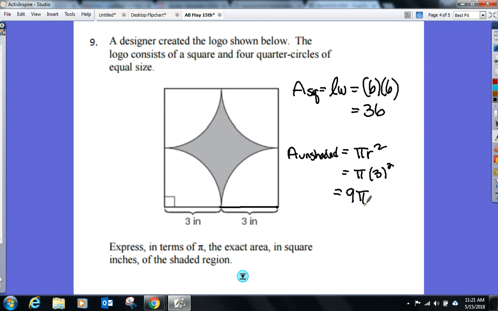Directions, express your answer in terms of pi. What are we doing with these two right here to find the shaded region? We're going to subtract, add, multiply, divide. Subtract them, all right? So the shaded region is going to be 36 minus 9 pi. Can you combine those? No, you cannot. The 36 does not have a pi, so that's as far as I'm going to go, except I'm just going to add on square inches.